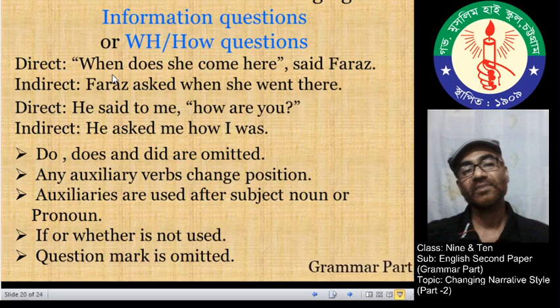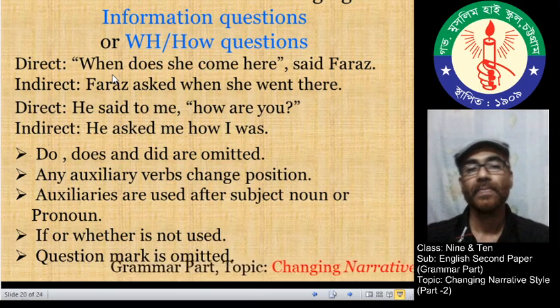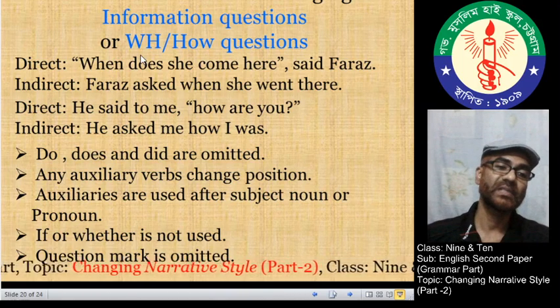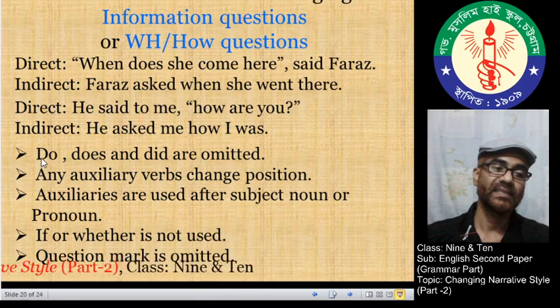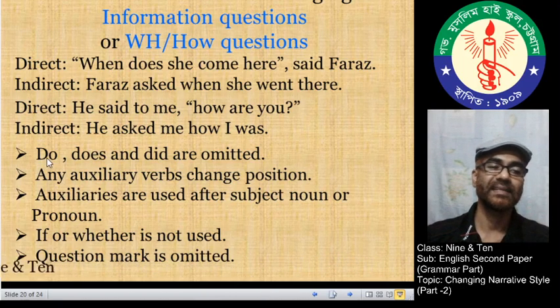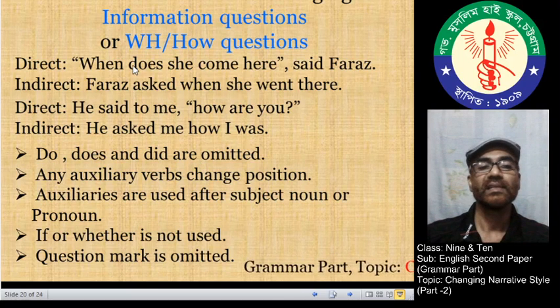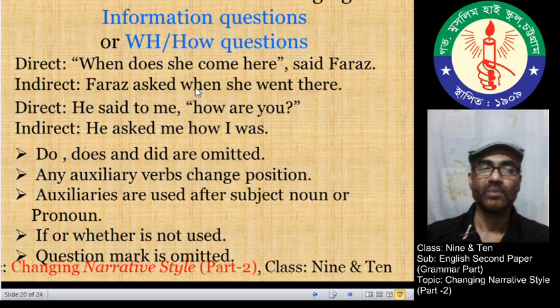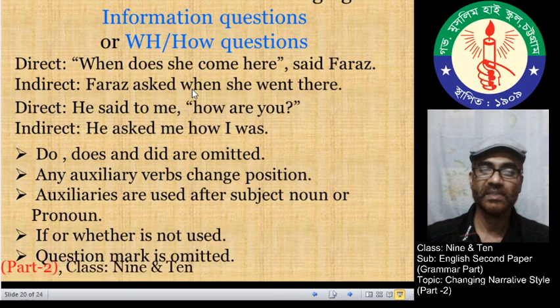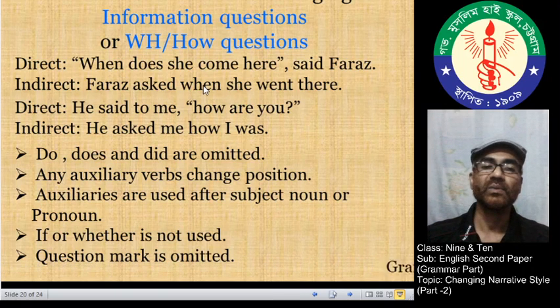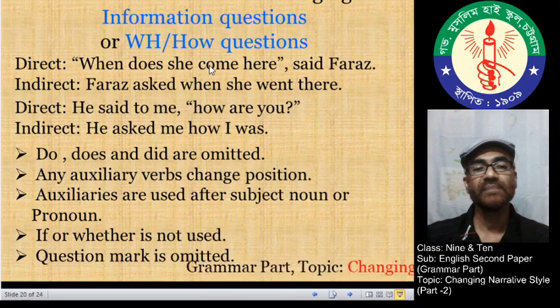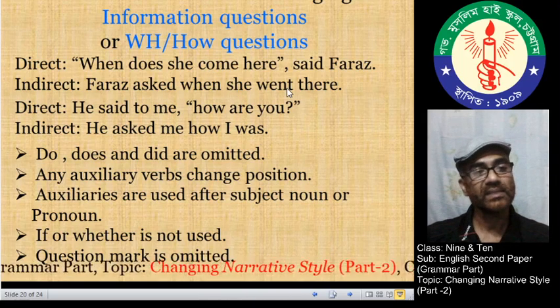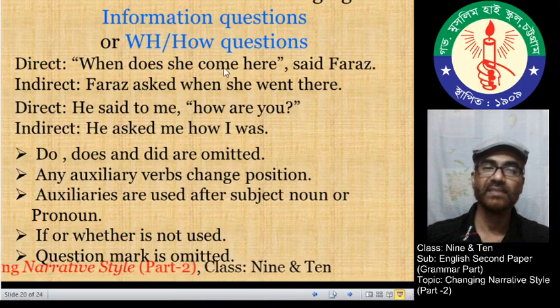Come to the first one. When does she come here? Here we use does, but the rule says that do, does, and did are omitted. So does is omitted, and we use the question word when, then the subject she, and come became went, because we have to change the tense.